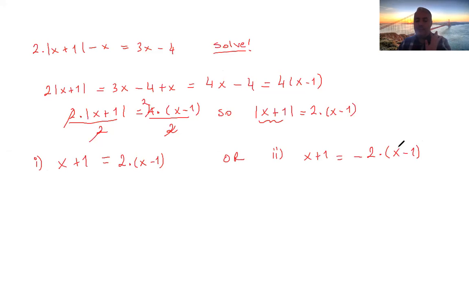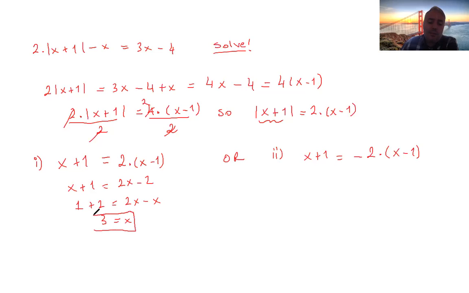That's it. So then x plus 1 equals 2x minus 2. So 1 plus 2 is equal to 2x minus x. 3 is equal to x. Here, x plus 1 equals negative 2x plus 2. x plus 2x is equal to minus 1. 3x is equal to 1. x is 1 over 3.